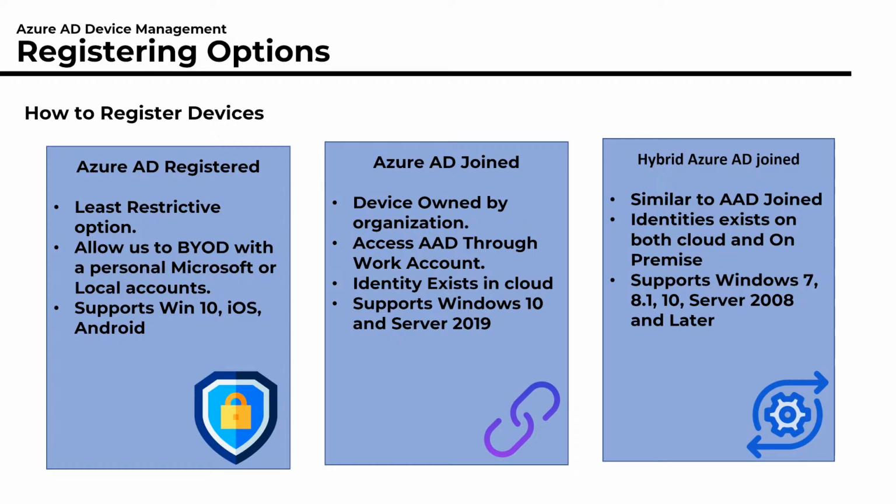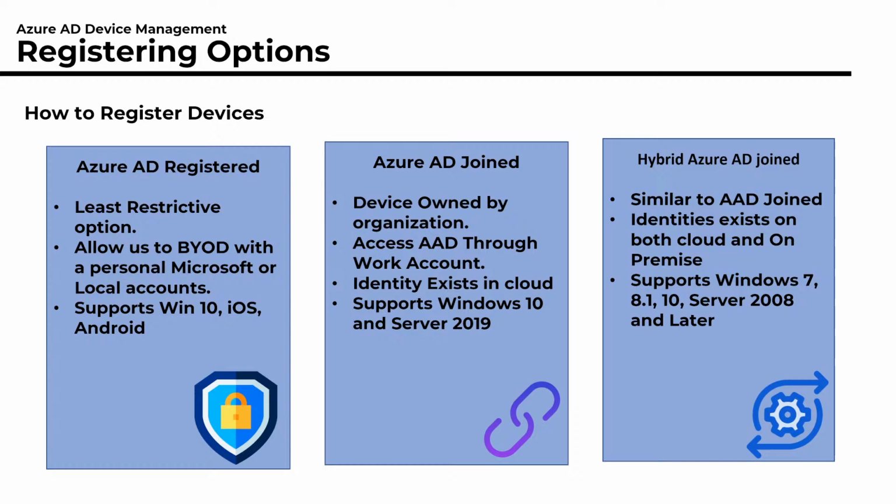And the access restrictions and the security restrictions will be very low in this type of registration, registering the devices to the Azure. Mostly Windows 10 operating systems, iOS and Android applications are supported for these Azure AD registered devices. This method we call BYOD, bring your own device. So the Azure AD registered option allows our own device to be registered with the Azure Active Directory, and we can manage that through the AD.